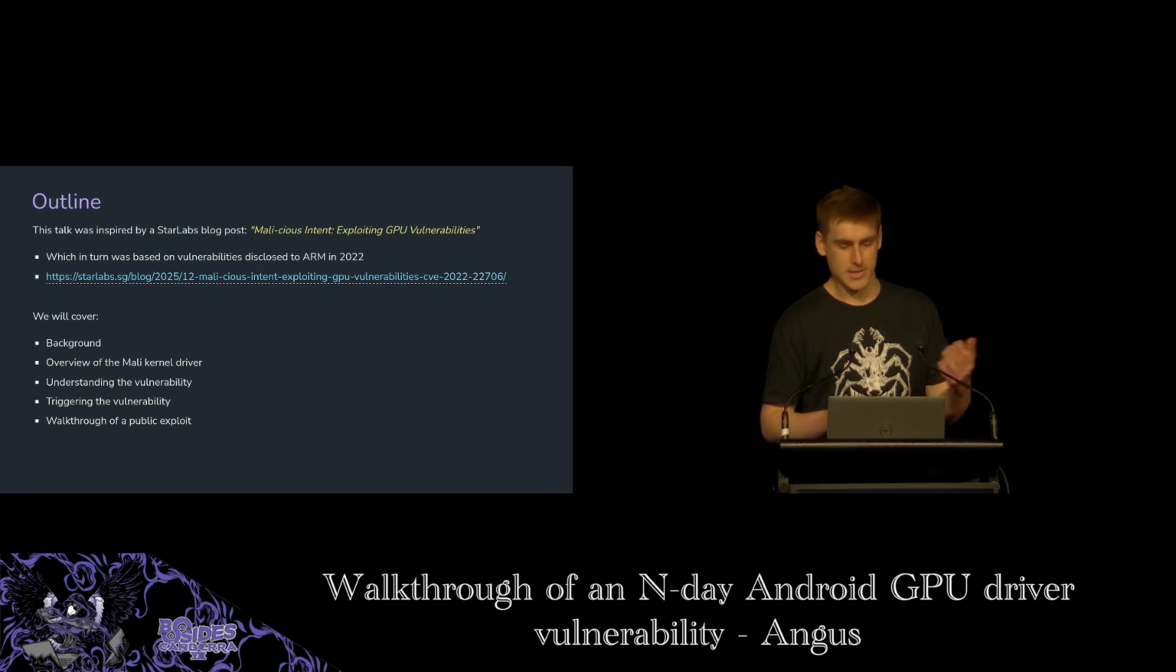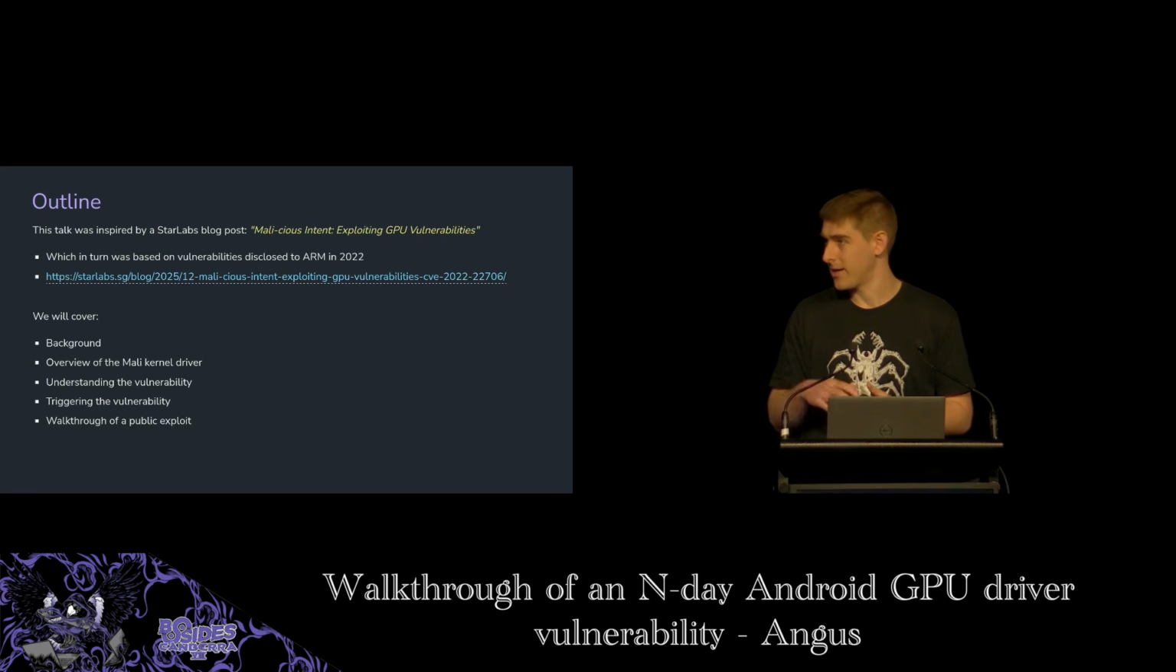One of my co-workers sent me a link to this blog post that's up on the screen here. And I thought it was a really interesting blog post. It did a deep dive in how they exploited this vulnerability into a full Android exploit. And it mainly focused on the post-exploitation steps after they got full kernel control, how they from there went and actually did stuff with it. But the actual vulnerability itself wasn't explained in a huge amount of detail.